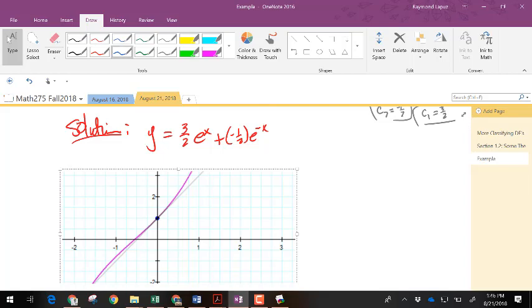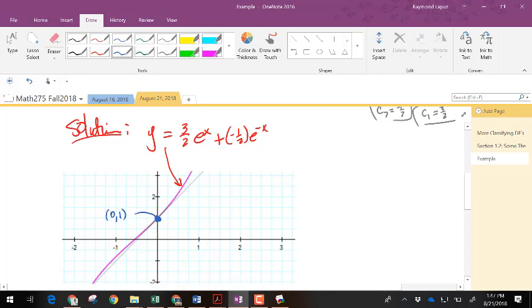Let's be clear about what we have here. We have the solution to that equation. We have the point 0, 1, and then this is just a guide to our slope. Equals to 2. Okay? All right, any questions?